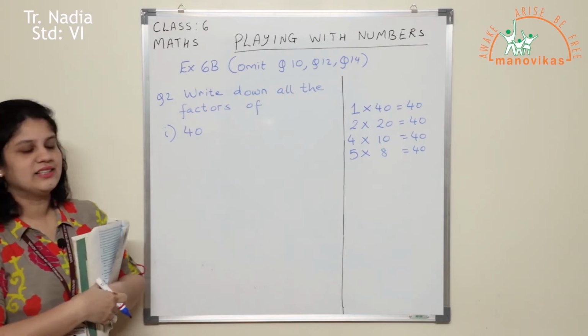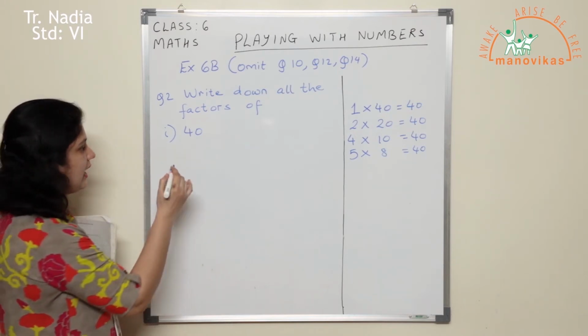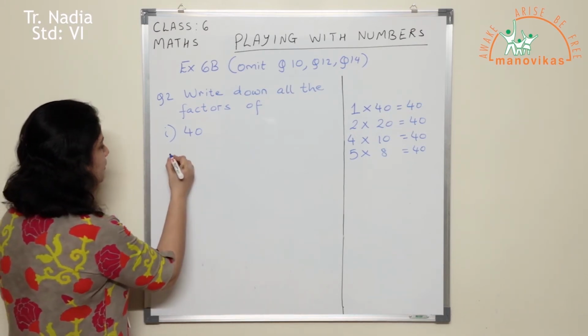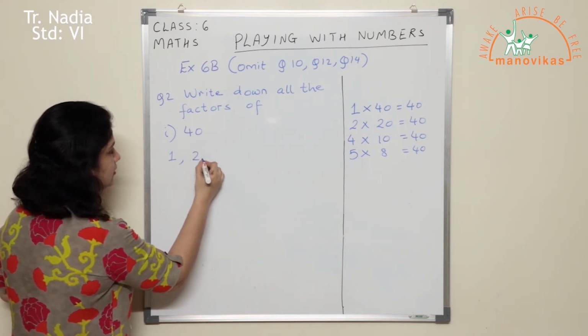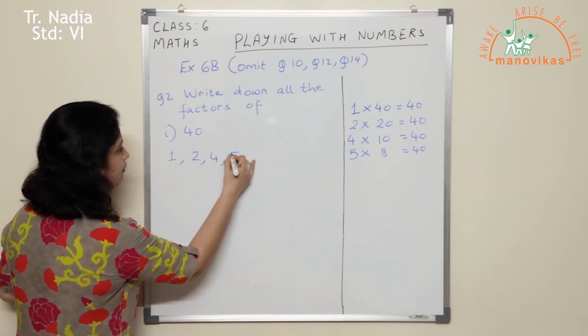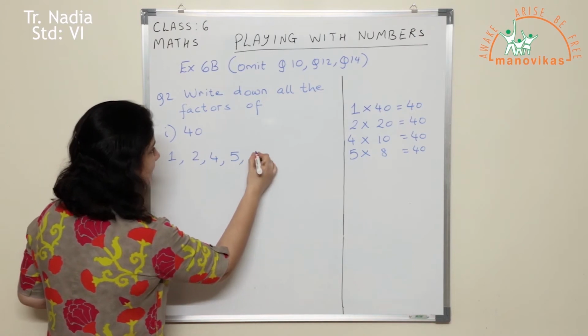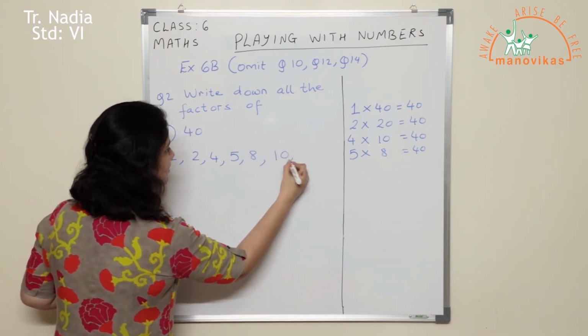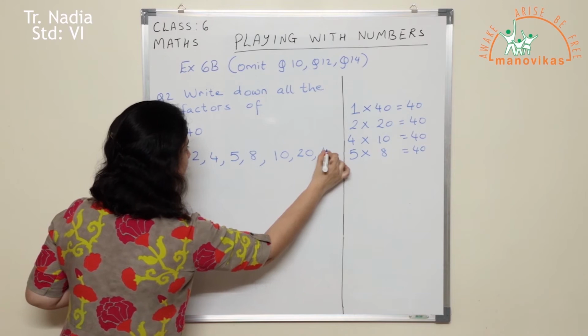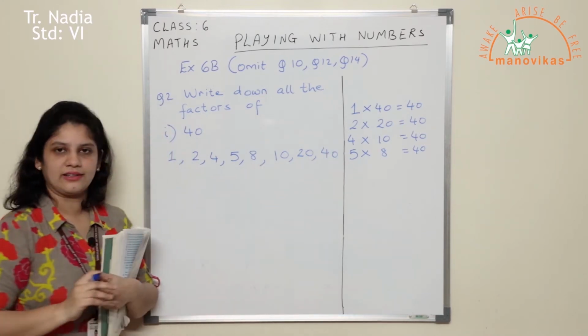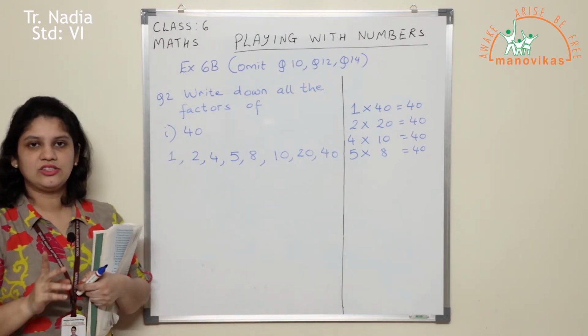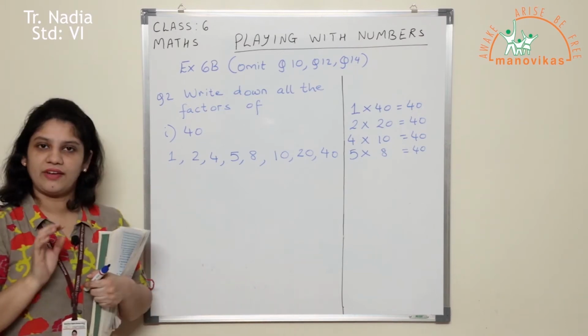So if I have to make a list of all the factors of 40, I will make a list here. I'll put them in order. There is 1, 2, 4, 5, then there is 8, 10, 20, 40. Okay, so these are all the factors of 40. Now remember one thing, children, 1 is a factor of every number.